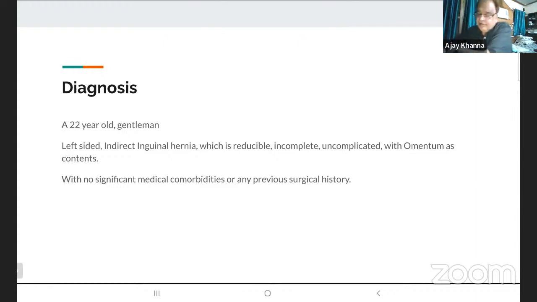Okay, a child of 5 years coming to you with a hernia, a child of 12 years coming to you with a hernia, and a boy of 22 years coming to you with a hernia. What are the various choices?